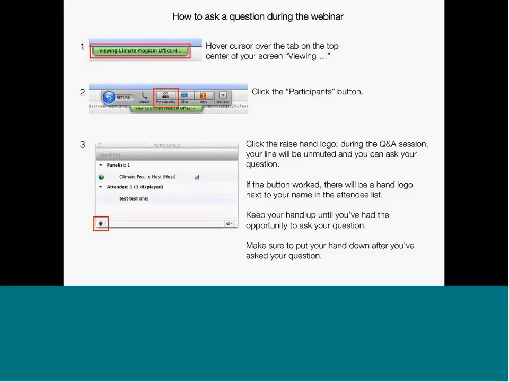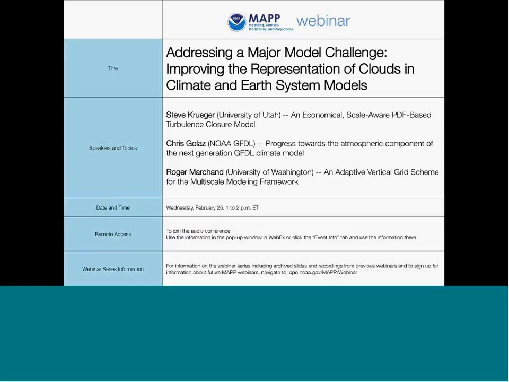And then third, we're going to hear from Roger Marchand from University of Washington, and he's going to talk about efforts that he's been working on over the last few years funded by MAPP that are related to embedding cloud-resolving models in climate models. And he's also going to talk a little bit about using adaptive grids in global models, which basically enables increasing the resolution dynamically in the model when it's needed to represent some high resolution or small scale features as required by the meteorology.